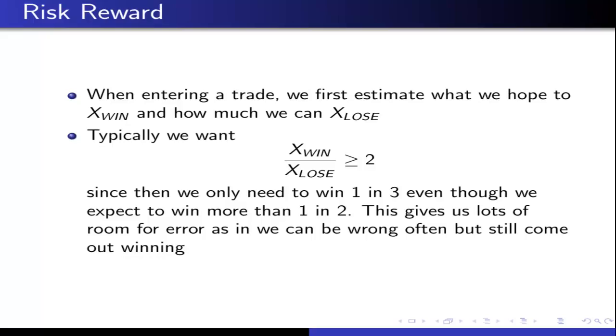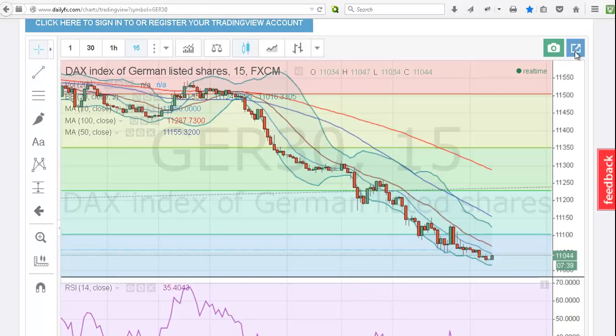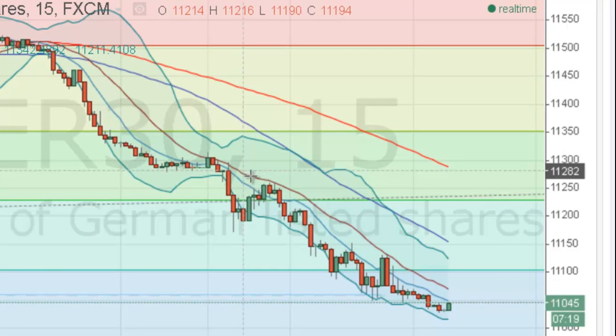I'm just going to look at an example to see what I mean. What am I talking about when I say estimate Xwin and Xlose? The trade that I've been following is, well, I'm short the DAX, and I've seen that when it tries to bounce up, it seems to be held below the brown line.